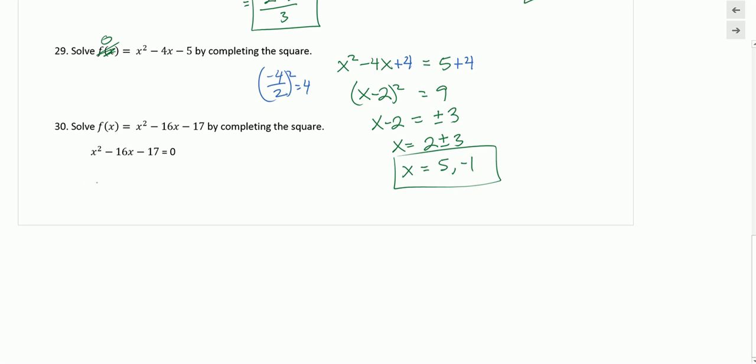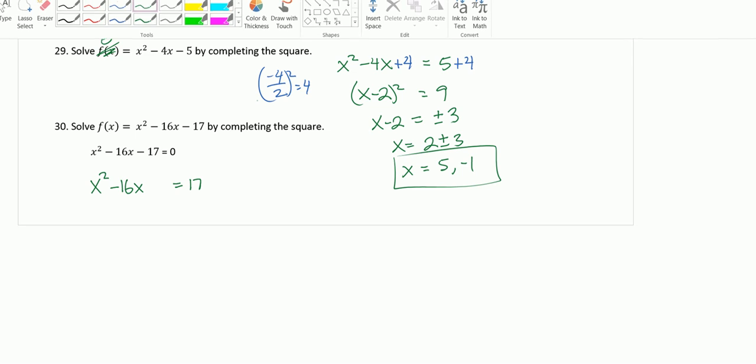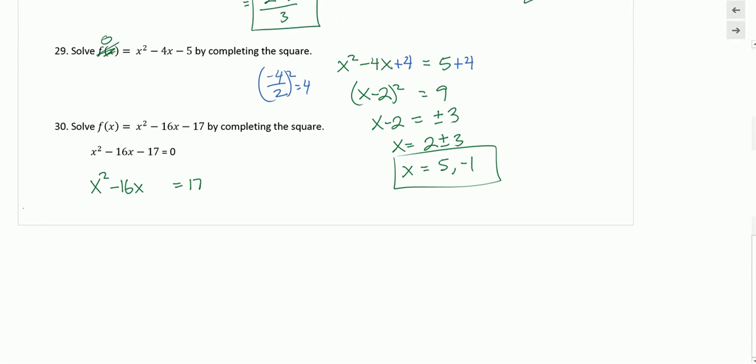Second one, or number 30. First step is to add 17 to both sides. Then complete the square. Negative 16 divided by 2 squared is positive 64. So add 64 to both sides. Factor. Factors to x minus 8 times x minus 8, or x minus 8 squared.